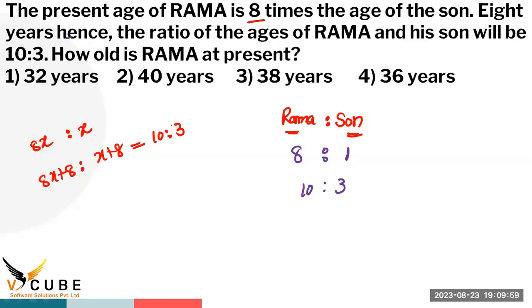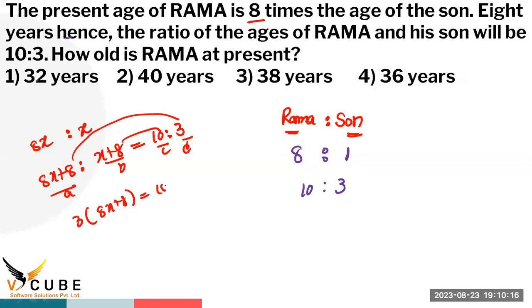After 8 years the ratio is 10:3. For example, it looks like a:b = c:d, so it looks like a proportion. What is the proportion formation? AD is equal to BC. So 3 into (8x plus 8) is equal to 10 into (x plus 8).